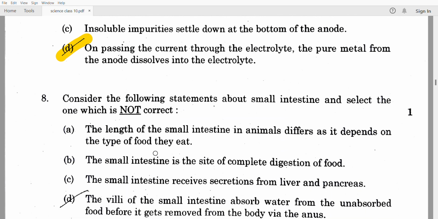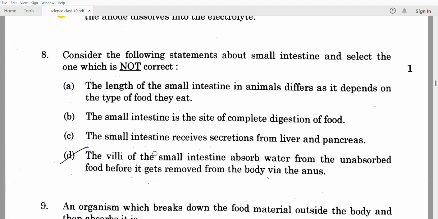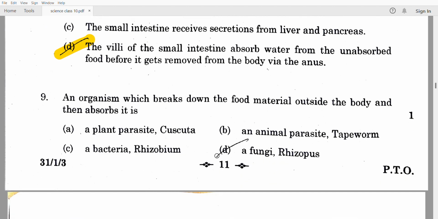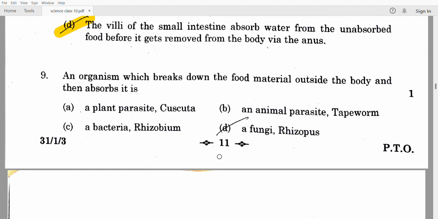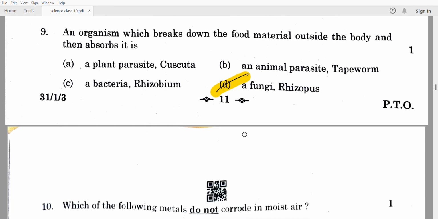So 8th question. Consider the following statements about small intestine and select the one which is not correct. So here again, the right answer: the villi of the small intestine absorb water from the unabsorbed food. So this is wrong. Then when we move on to the 9th question, an organism which breaks down the food material outside the body and then absorbs it, generally fungi or mushroom will do this. So the right option is fungi and rhizopus.